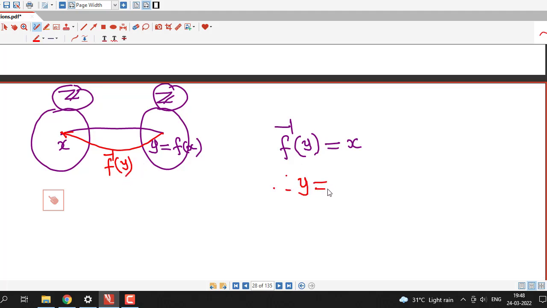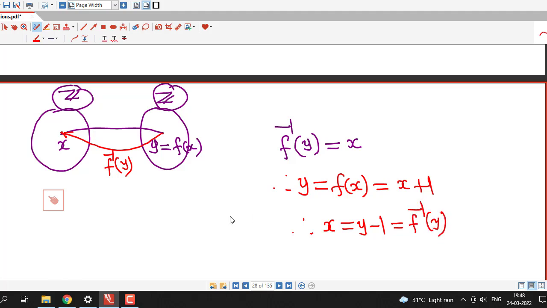So from this we obtain y equal to f(x), and f(x) is given by x plus 1. Therefore we are interested in the value of x. So x is equal to y minus 1, and this is nothing but f inverse of y. So this is the way we can find the formula for f inverse. First we consider f inverse of y equal to x, therefore y will be equal to f(x) by the definition of inverse of a function. Now f(x) is given by x plus 1, therefore x equal to y minus 1, and x is nothing but f inverse of y.